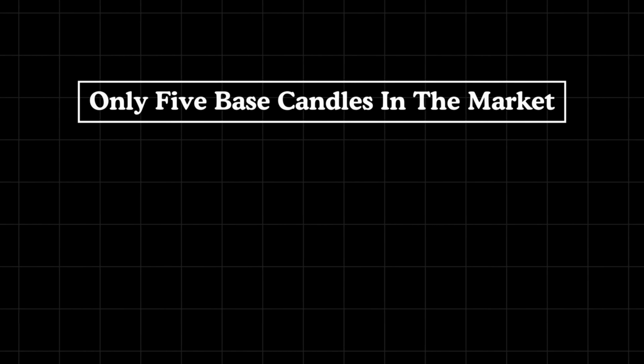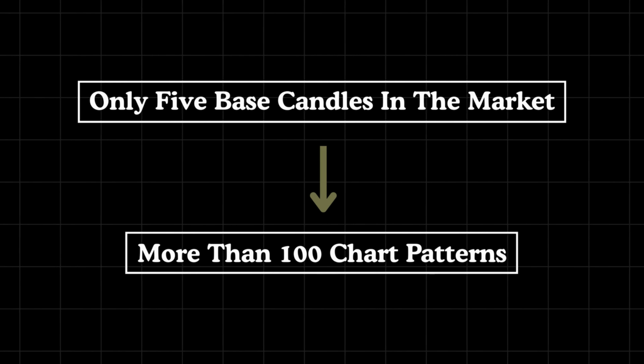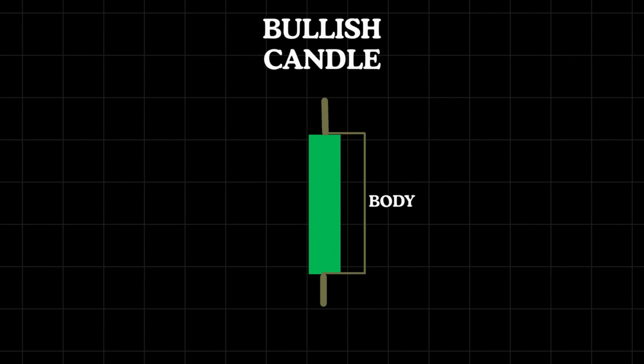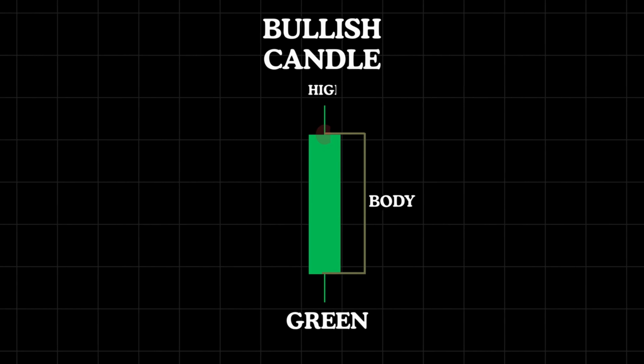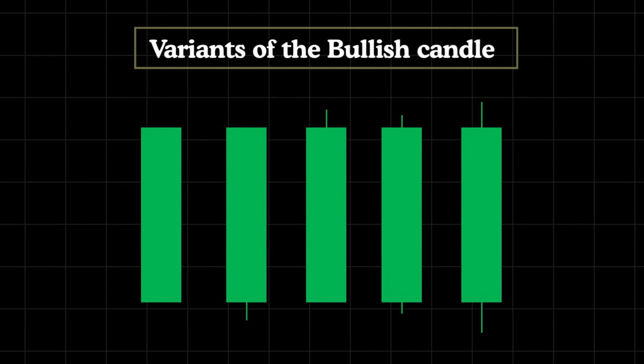Now, pay close attention. There are only 5 core types of candles in the market, and the remaining 100 plus patterns are built upon these 5. The first is the bullish candle. It features a large body and short wicks. It's green in color, and its close lies near the high. These are its variations. We've arranged the variants in order of strength, meaning the first one is the most powerful among them.